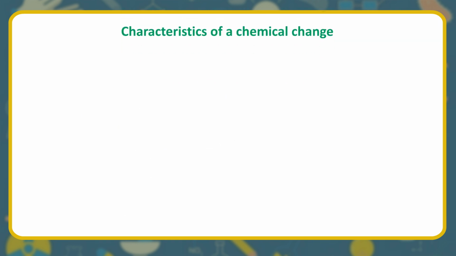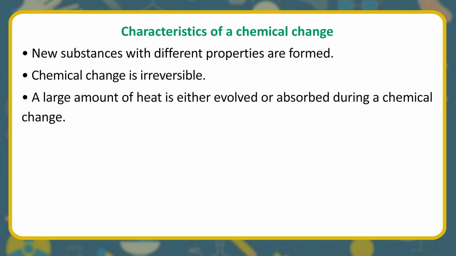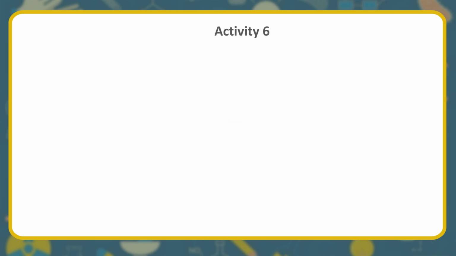Characteristics of a chemical change. New substances with different properties are formed. Chemical change is irreversible. A large amount of heat is either evolved or absorbed during a chemical change. Burning of paper, spoilage of food, germination of seed, curdling of milk, ripening of fruits, burning of gas, bursting of crackers, digestion of food, burning of candle are all examples of chemical changes. A chemical change is also called a chemical reaction.